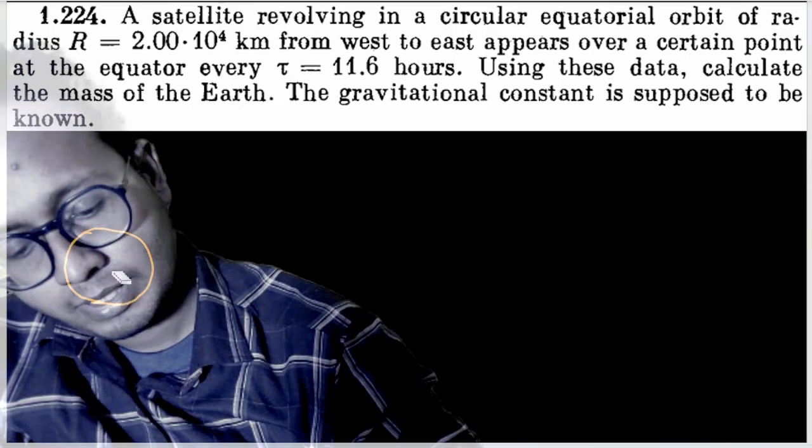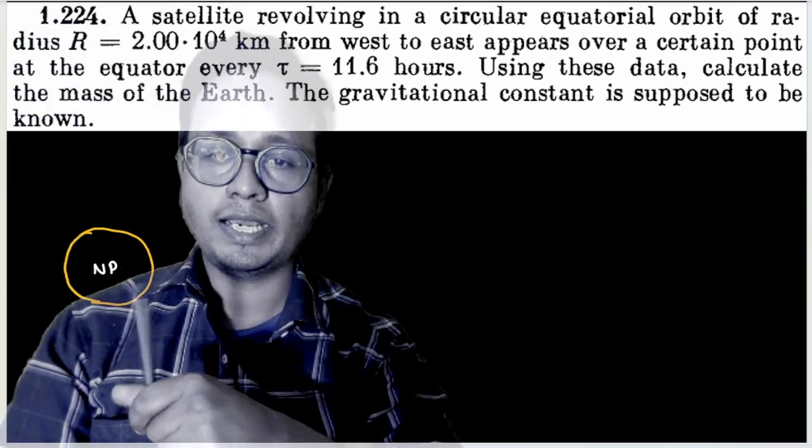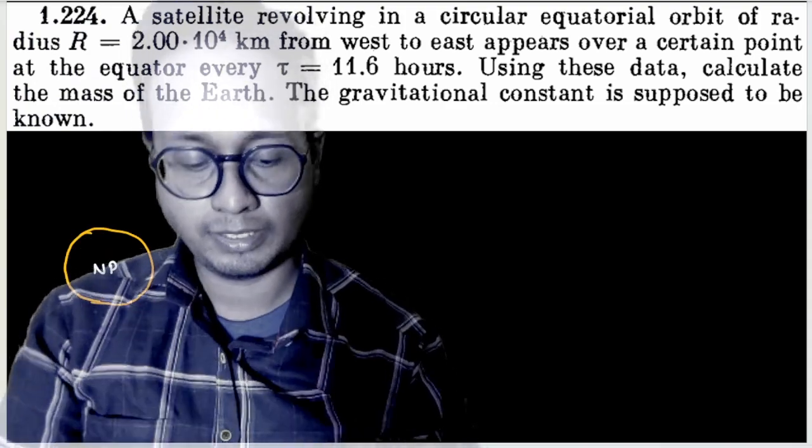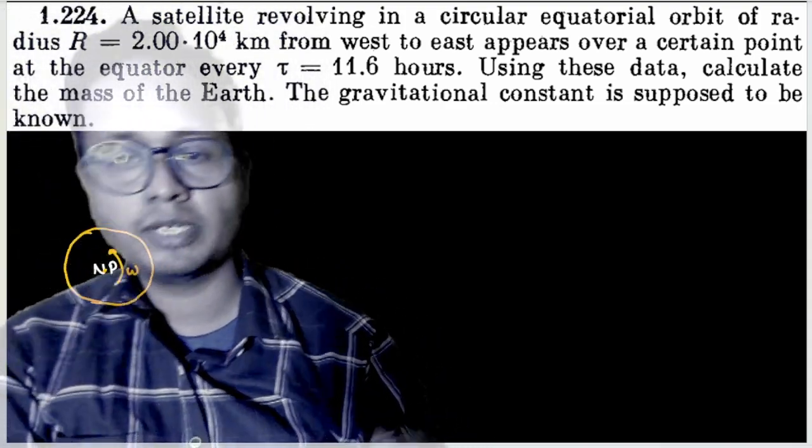Okay, and I'm seeing it from the top of the Earth. That means this is the North Pole. I went above the North Pole and I'm still looking at Earth. So the Earth is rotating with an angular velocity of its own, which is nothing but 2 pi divided by 24 into 3600.